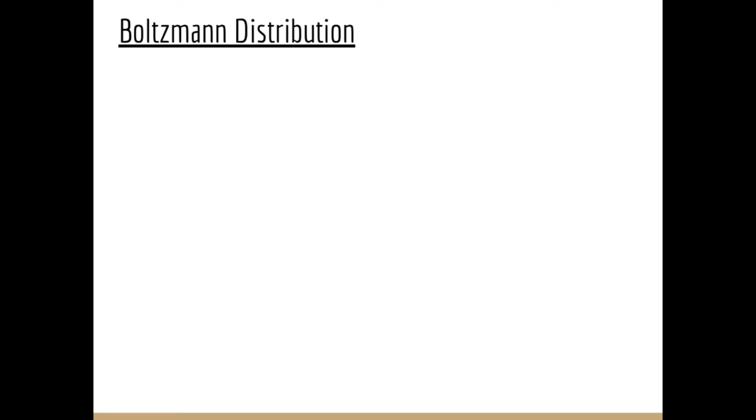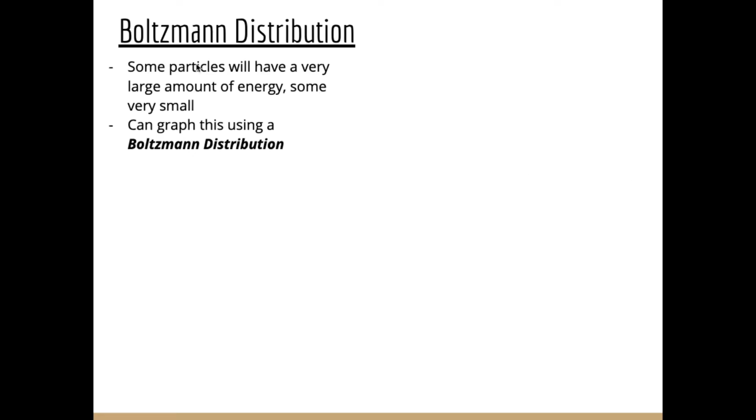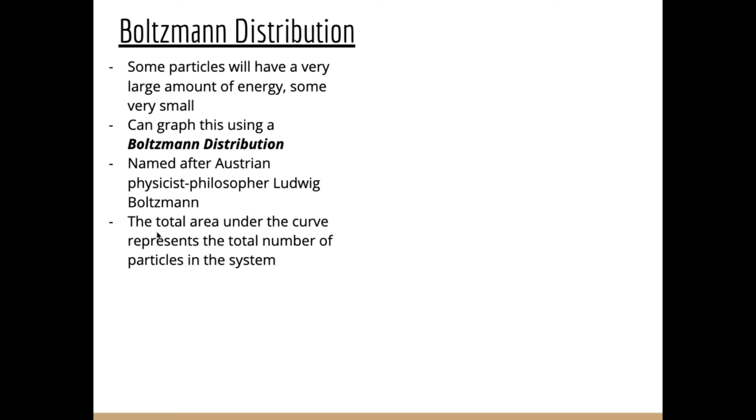We can show all the energies of the particles in a system in something that is called a Boltzmann distribution. So some particles will have a very large amount of energy, some will have a very small amount of energy, the rest will be somewhere in between these two. You can graph this using a Boltzmann distribution, named after Austrian physicist and philosopher Ludwig Boltzmann. We like to name drop and give credit where credit's due. So Ludwig Boltzmann came up with the Boltzmann distribution. Smart cookie, along with all the other names that we've looked at.